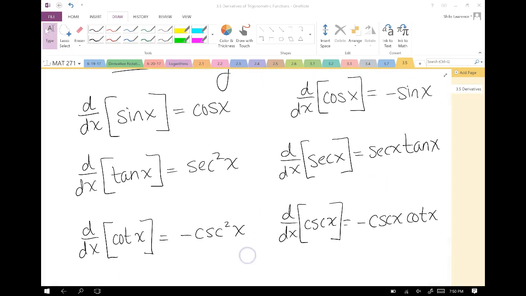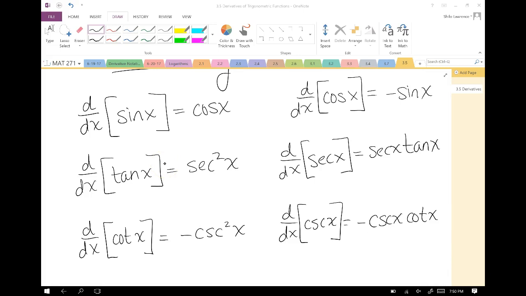So those are our 6 trig derivatives. Those first 2 we need to remember. It's actually good to remember all 6 of them, but in a pinch, if we don't remember those last 4, we could figure them out if we write those last 4 trig functions in terms of sine and cosine and do a quotient rule. We can figure them out.